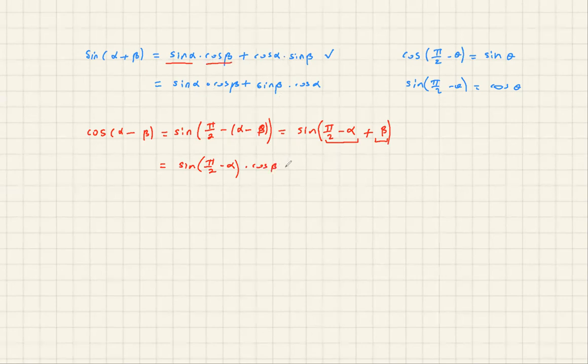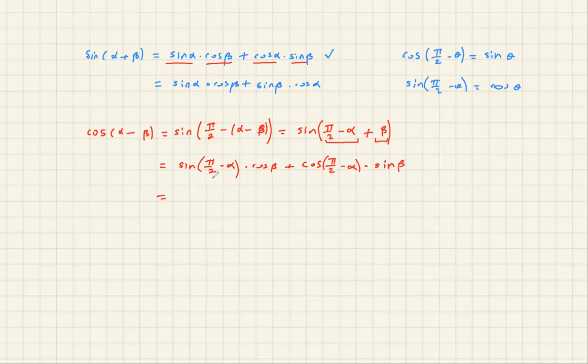The cosine of the first angle, so I will go with cosine of this one, which is pi over 2 minus alpha, times, we just did that. And then the last one is the sine of the second angle. Our second angle is also beta.